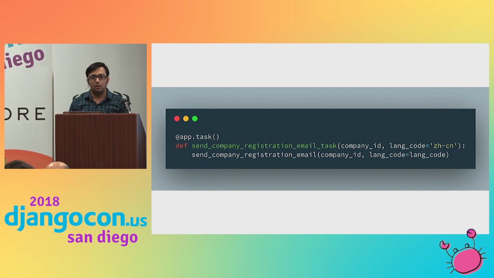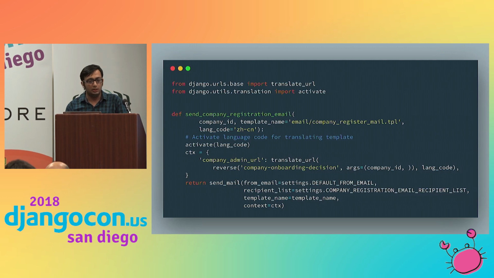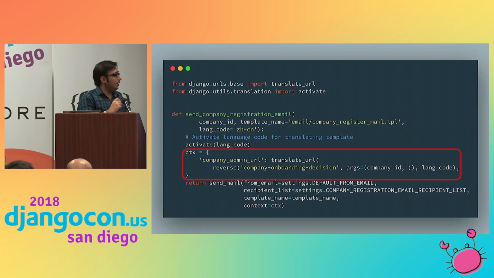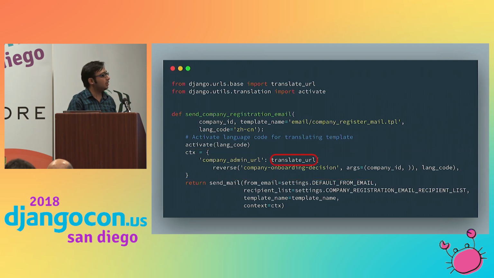So in case a user is requesting English, this should be overridden once the caller is calling this particular task. So this is a service function which is being called by the task, and it accepts the language code. What it does is, first of all, it activates the language code so that whenever the template is rendered, it is rendered in that particular language. Secondly, in the context itself, it populates all the URLs that should exactly match the same language code that was in the request. So we use something known as translate_url here.